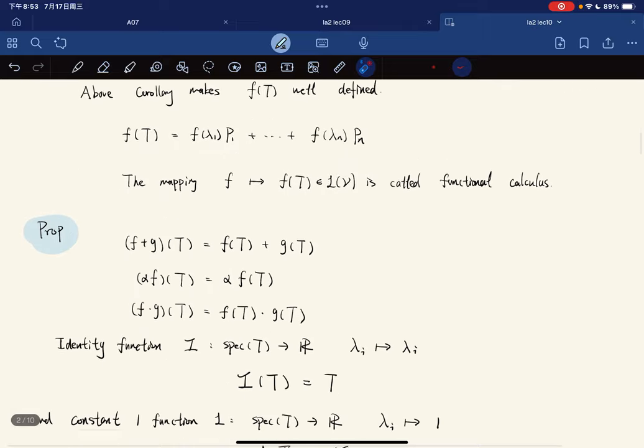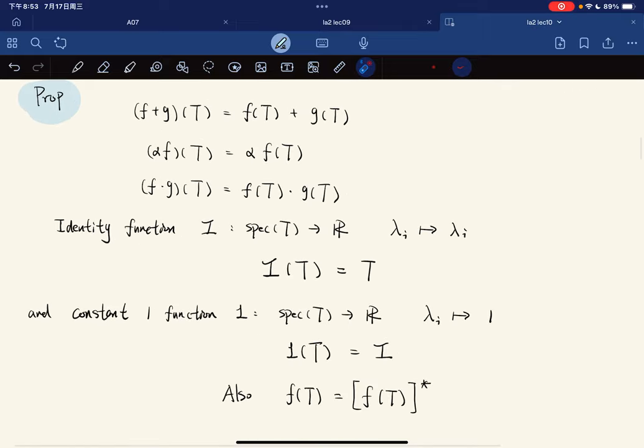All right, here are some properties, some proposition. f plus g of T gives you f of T plus g of T. So this is an algebra homomorphism, because this is addition of operators, and this is addition of functions. This is scalar multiplication of a function, and this is scalar multiplication of operators. And this is multiplication between two functions, and this is multiplication between operators.